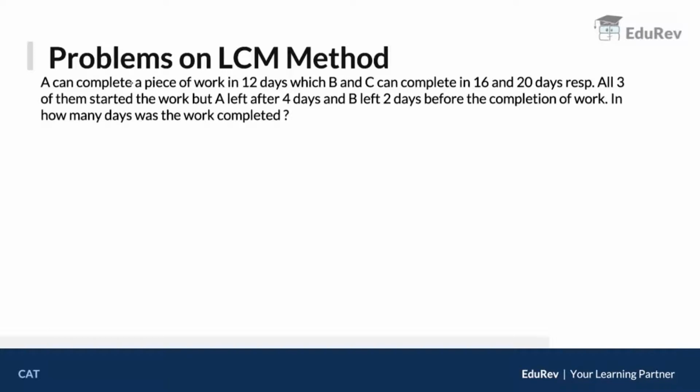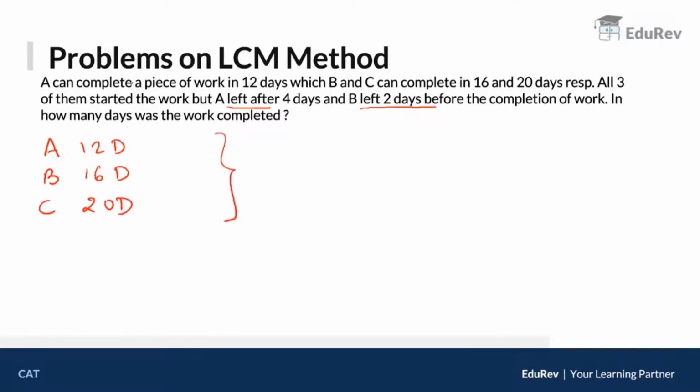What does it say? A can complete a piece of work in 12 days, which B and C can complete in 16 and 20 days respectively. All three of them started the work, but A left after 4 days and B left 2 days before the completion of work. In how many days was the work completed? Okay? So our starting process is going to be the same. A takes 12 days, B takes 16 days, and C takes 20 days to do a piece of work.